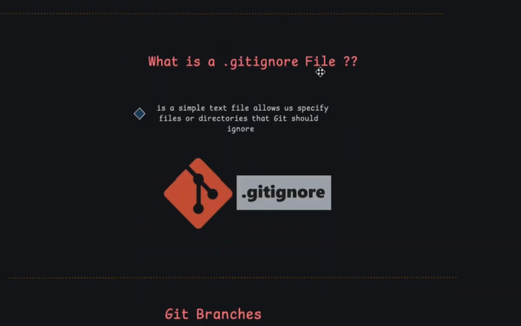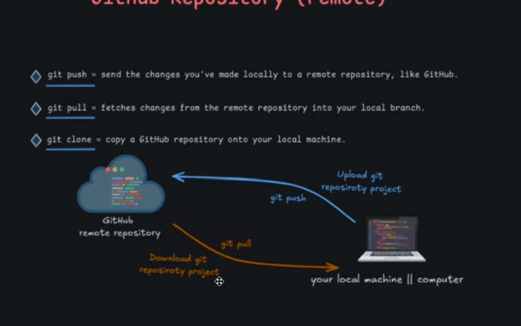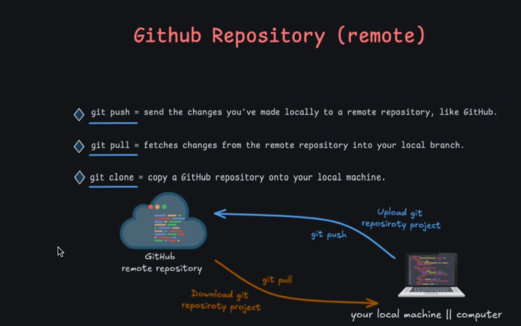We also learned about the .gitignore file, and about branches and how important they are. And in this section we also learned about the Git repository. So that's it for now, and I hope you enjoyed our course. I wish you get a good grasp of the knowledge of how to use Git and GitHub for beginners.